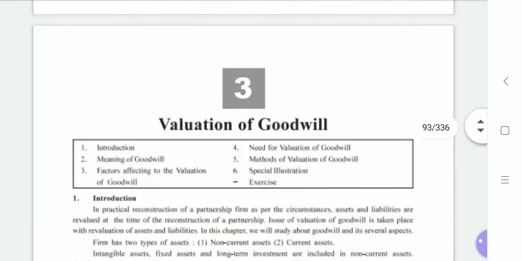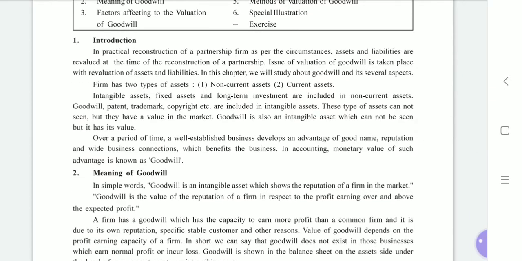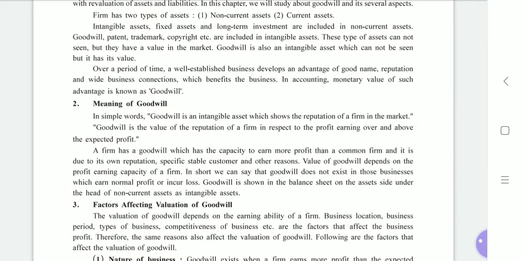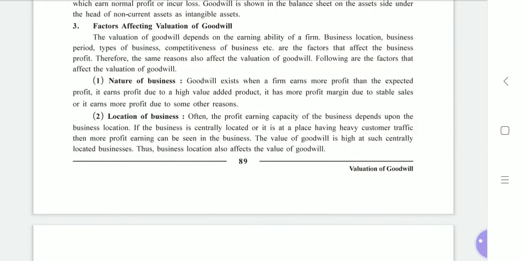Firstly, we are introduced with the definition of goodwill. That is, goodwill is the value of the reputation of a firm in respect to the profit earning over and above the expected profit. That is, the firm which makes higher amount of profit compared to the expected profit is likely to have a higher value of goodwill. Further, there is factors affecting valuation of goodwill, which forms an important part of theory. Basically, the weightage of this chapter is 6 marks, of which 1 is MCQ, 1 is VSQ, and a 4-mark question that can be either a sum or a theory.